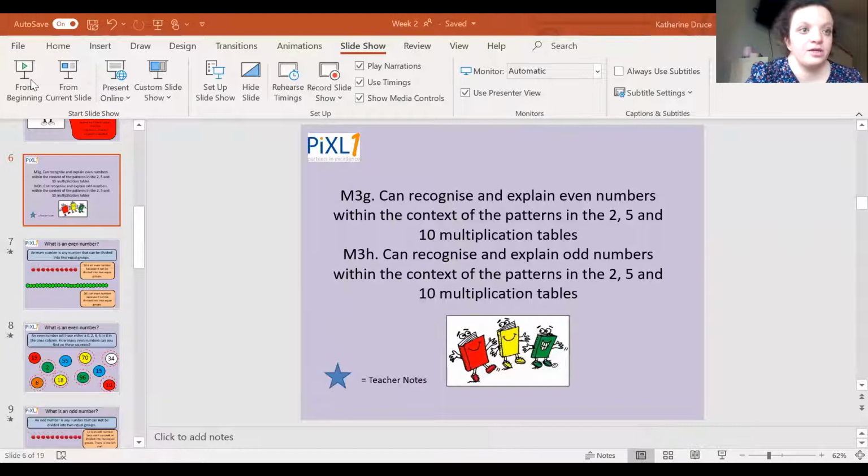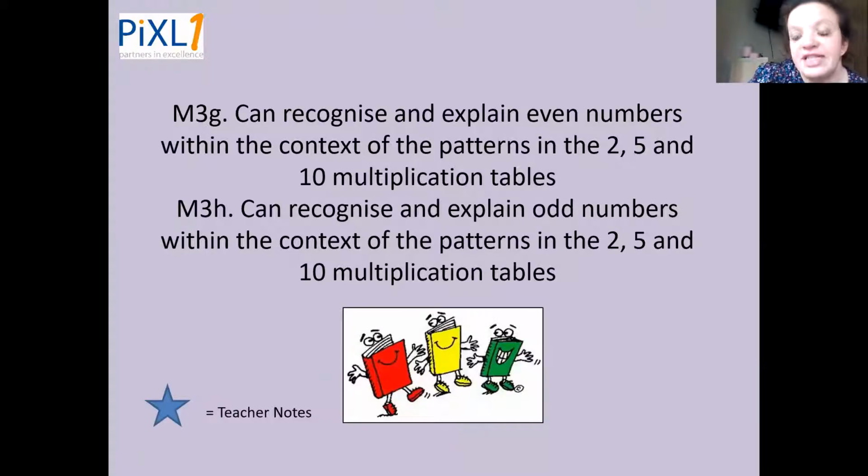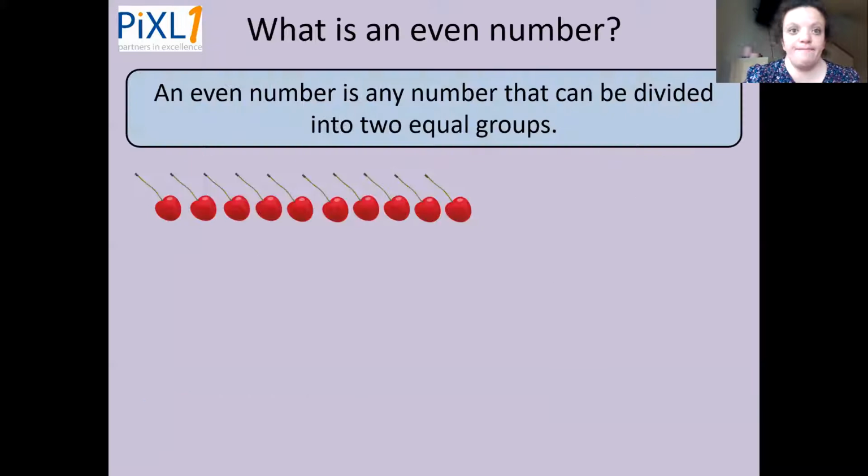We're going to be focusing on odd and even numbers this afternoon, and I'm going to share my screen right now. Okay, you should all be able to see that. So we're going to be looking at patterns in the context of the 2, 5 and 10 times tables, which explains even numbers. And we're going to be doing the same with the odd numbers as well.